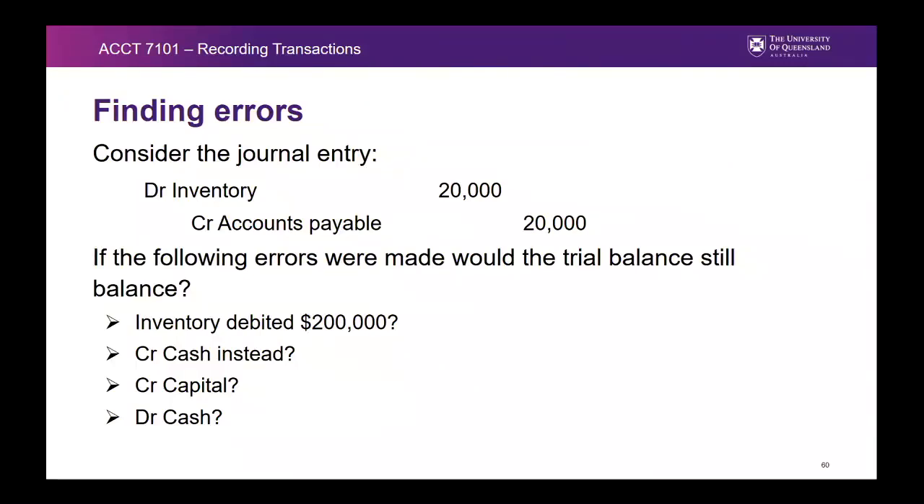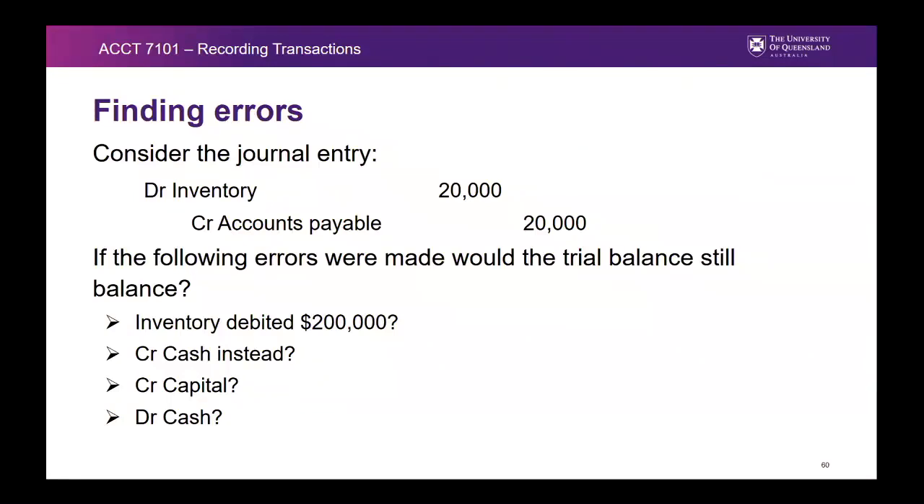Okay, so next question is, starting with this journal entry, we're still on the same journal entry. Now, instead of crediting accounts payable 20,000, if I credited cash instead, so I replace accounts payable with cash, would my trial balance still balance? Yes, correct. So it would still balance. It'd be wrong because my cash would be understated by 20,000 and my accounts payable would be overstated by 20,000, or be understated as well. So it'd be wrong, but it would still balance.